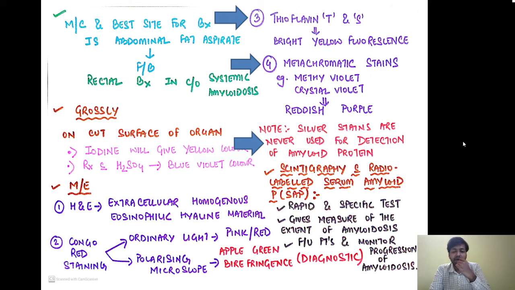The next line of investigation is scintigraphy with radio-labeled serum amyloid P protein. It is a very rapid and specific test which gives a measure of the extent of amyloidosis, and it is also used to monitor the patients of amyloidosis, for follow-up and to monitor the progression of amyloidosis.